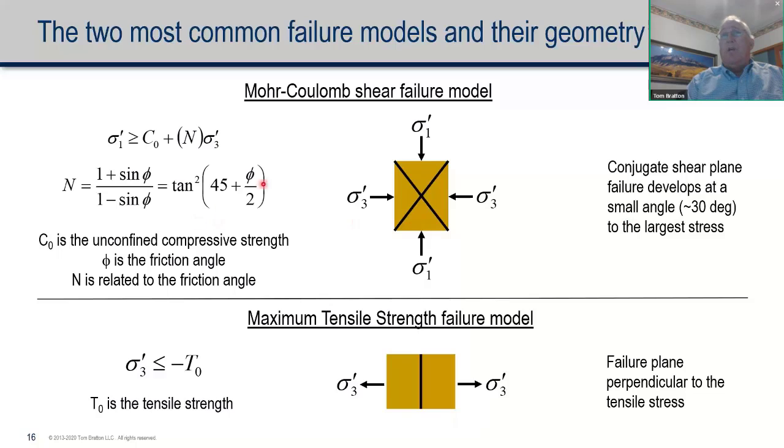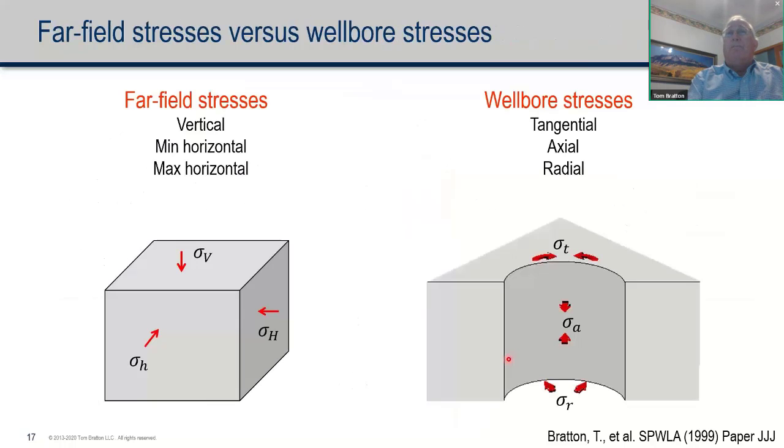It doesn't always have to be 30 degrees. In fact, it's a function of the friction angle of the material. And this is one common type of failure. Hydraulic fracturing is thought to be tensile failure, where anytime your minimum stress becomes tensile, you'll fail perpendicular to that stress. And that governs hydraulic fracturing. At least that's what we thought.